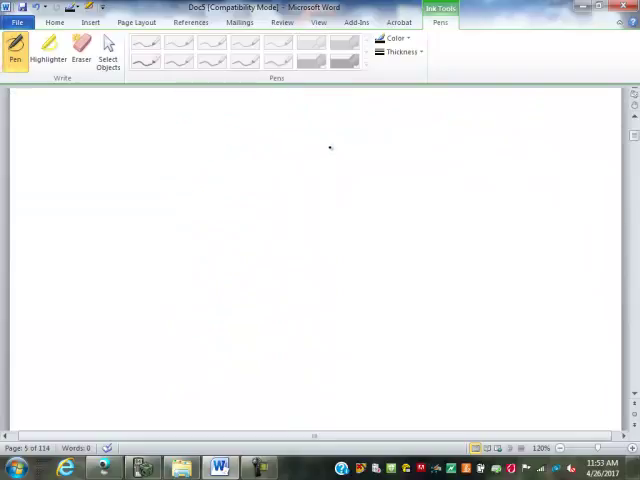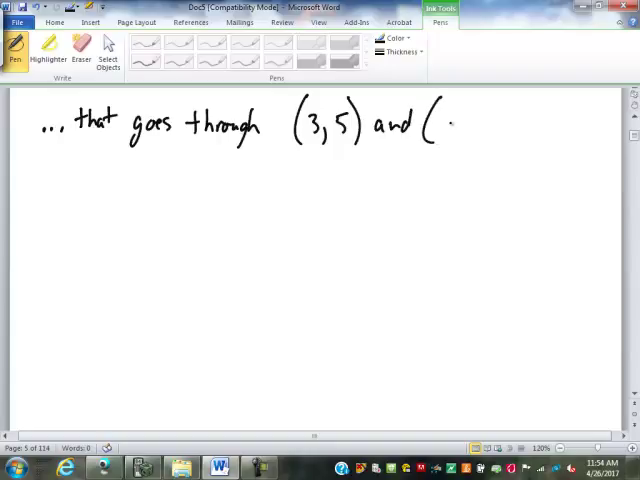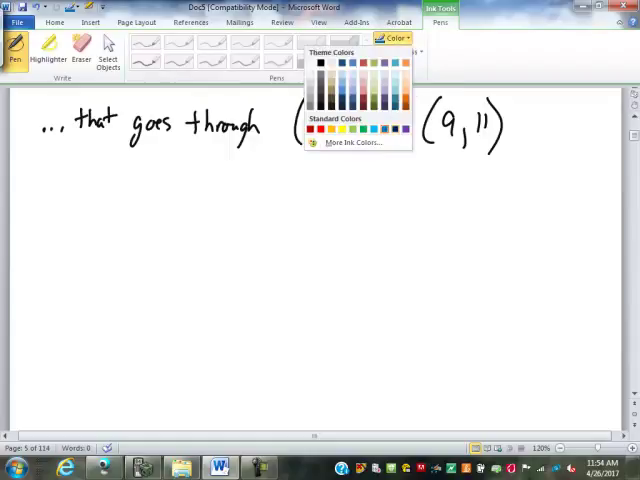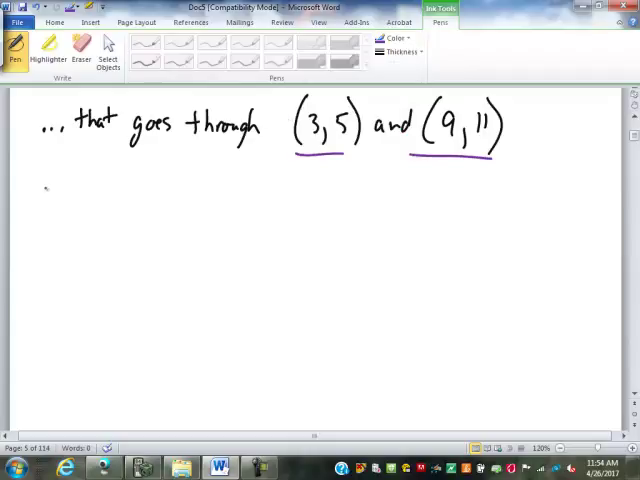Our next step would be, what if I ask you to find the equation of the line that goes through the points (3, 5) and (9, 11). Now this looks very different, but it really is not any different than what we were just doing in the last couple of examples. Because anytime we have 2 points, we know the slope.